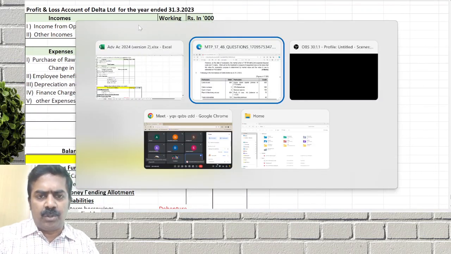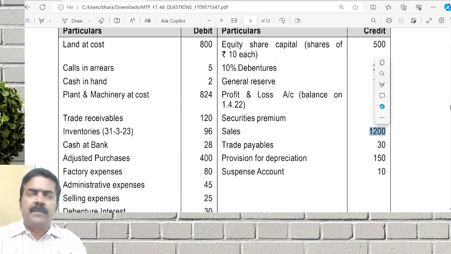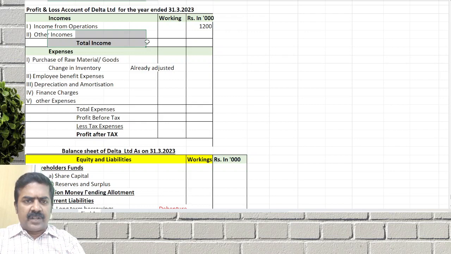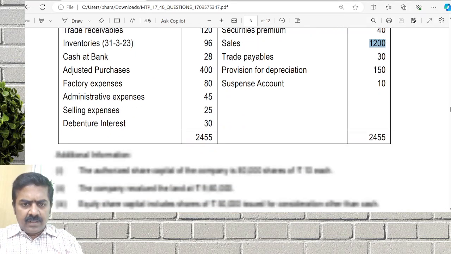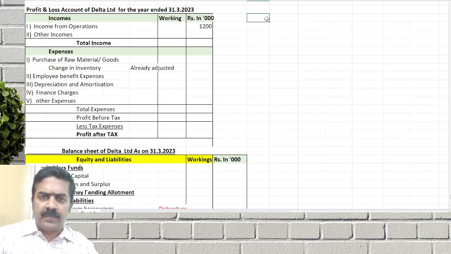Income from operation. No notes to accounts required, we can take it directly. This 1200 we can take directly. Then we have to check for other incomes. Look at the sale of machinery. Cost of the machinery is 24,000. Accumulated depreciation 20,000. It is sold for 10,000. Start working note number 1: profit on the sale of machinery.